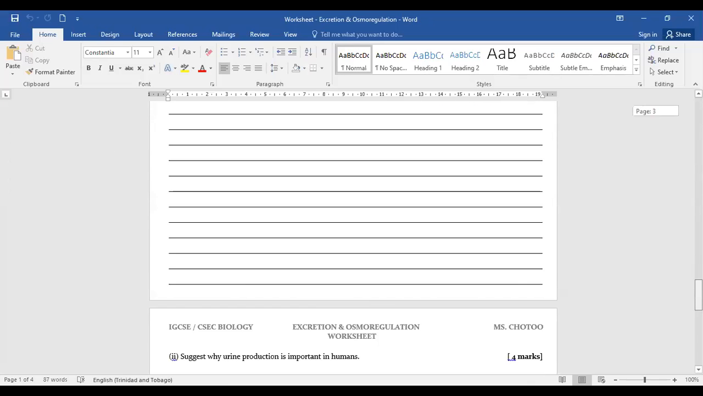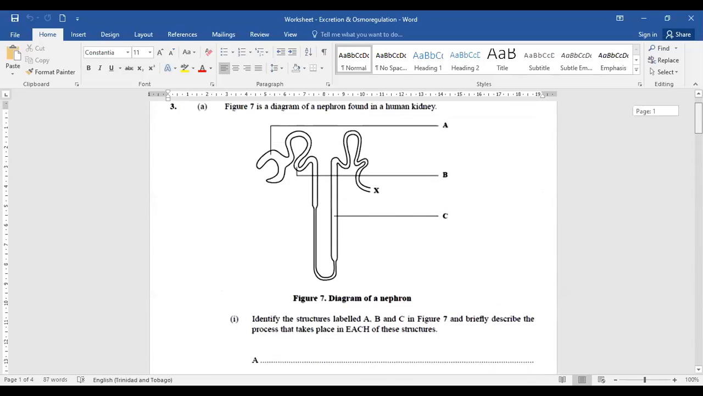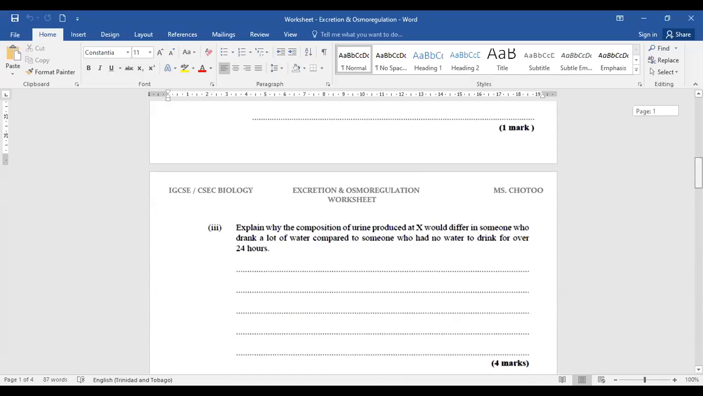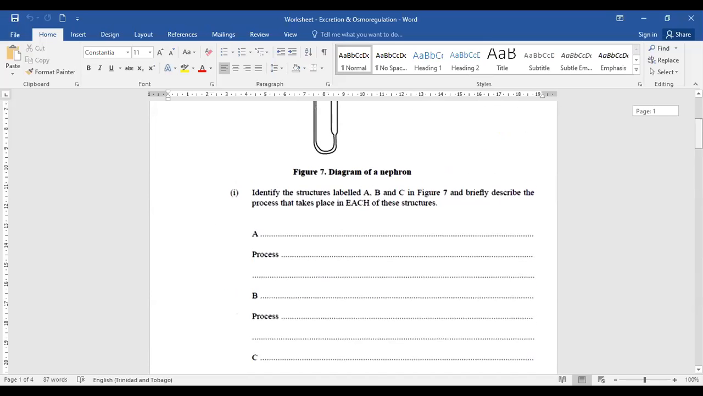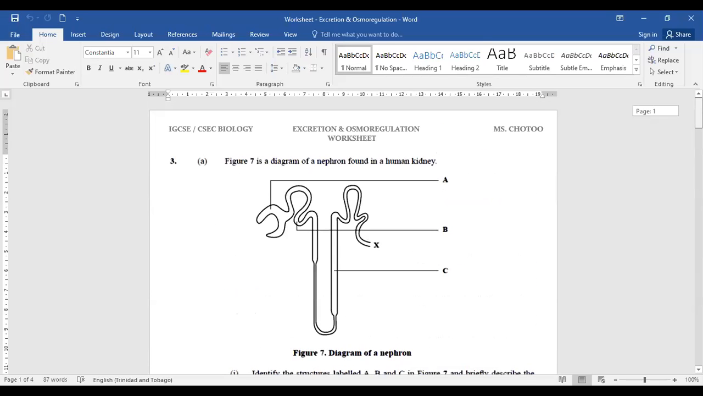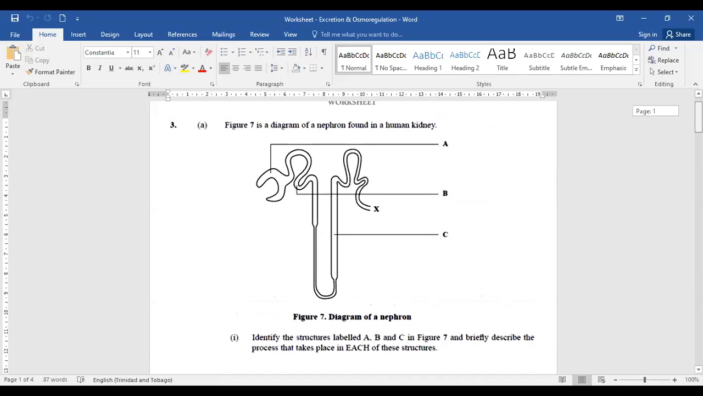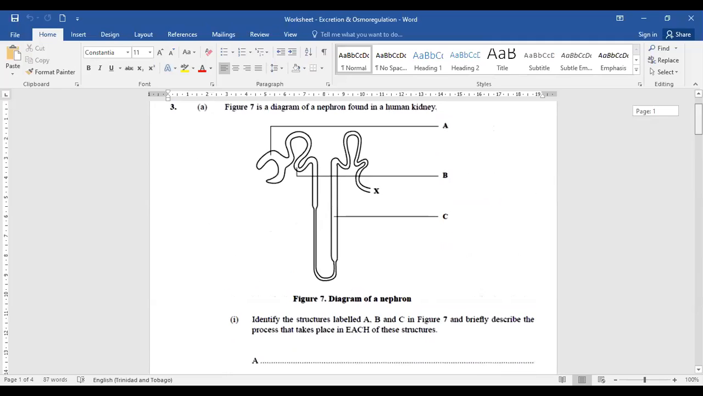Right. So these were all CSEC questions. But I thought it was really nice and in-depth to test your knowledge on the topic. So I decided to use it as well. And of course, it'll help the CSEC students, both CSEC and GCE. All right, so for this first question, we had the diagram of a nephron.